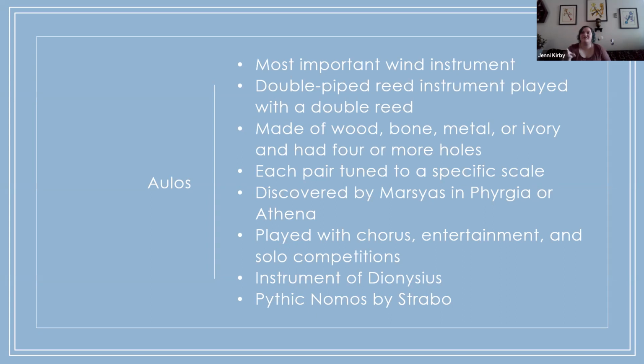It was believed that they were discovered by Marsyas in Phrygia or Athena. So there's a great story that Athena picked up this instrument, thinking it was so beautiful, and she played it, and it made her face look so ugly that she threw it down. And as an oboe player, I identify with that.